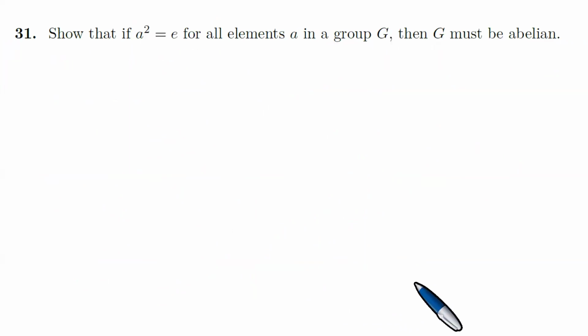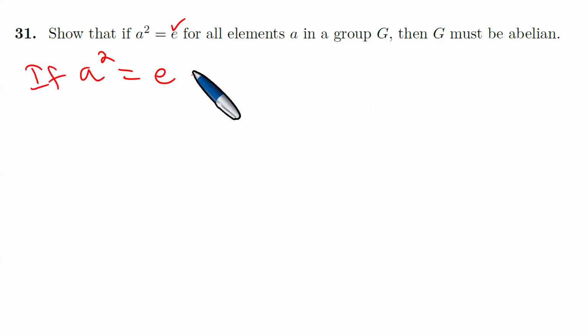This one is very easy, but very interesting. Show that if A squared is the identity for all elements. Okay, this is the textbook, so it shows that E is one of those identities that is sort of popular in notation terms. Show that if A squared is E for all elements A in a group G, then G must be abelian. So if A squared equals E, it implies that G is abelian.